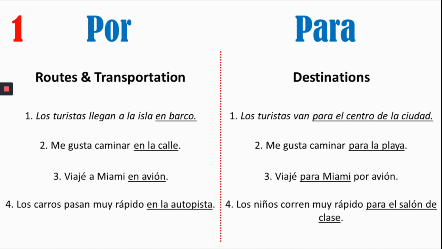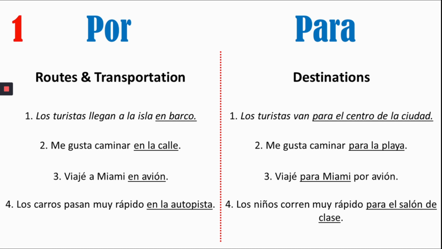So, we can also say, los turistas llegan a la isla en barco. Los turistas llegan a la isla por barco, or los turistas llegan a la isla en barco. And the same story with numbers 2, 3, and 4. Me gusta caminar por la calle, or me gusta caminar en la calle. Viajé a Miami por avión, or viajé a Miami en avión. Los carros pasan muy rápido en la autopista, or los carros pasan muy rápido por la autopista.